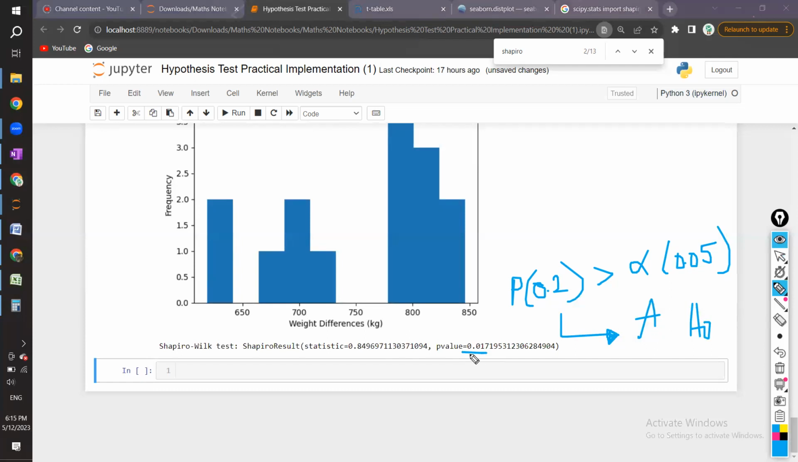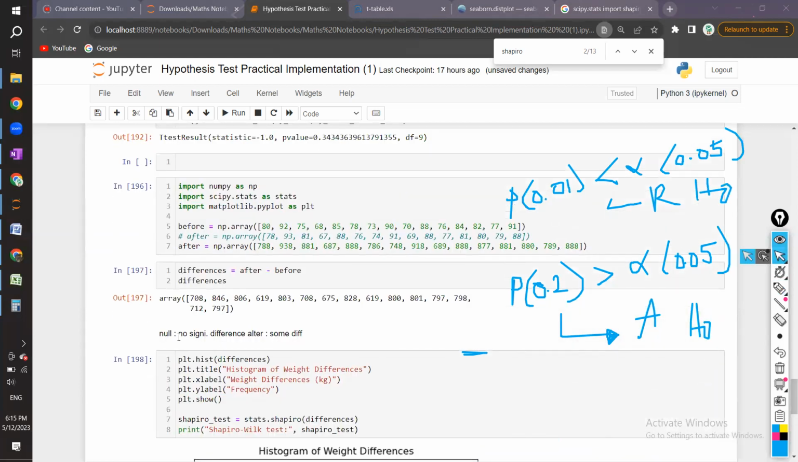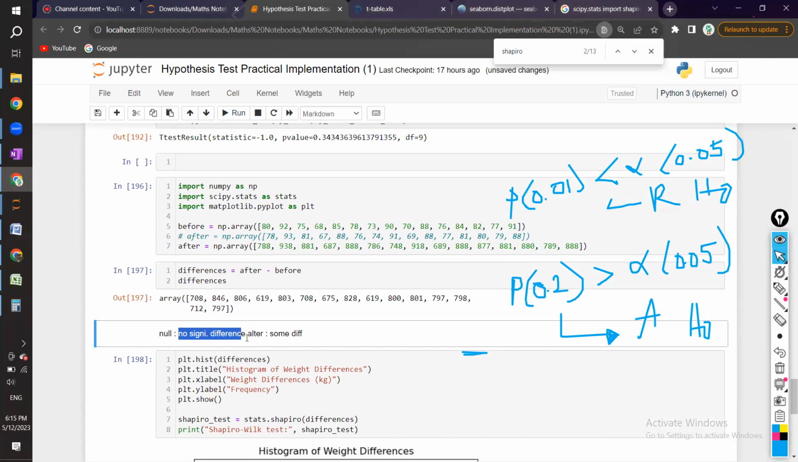The p-value is 0.01, which is obviously less than alpha of 0.05. If it is less, it is moving away from the null hypothesis, small area, so you need to reject the null hypothesis. When you are rejecting the null hypothesis, what is the null hypothesis saying? No significant difference. This we are rejecting and accepting the alternate, some significant difference. So obviously there is some significant difference.